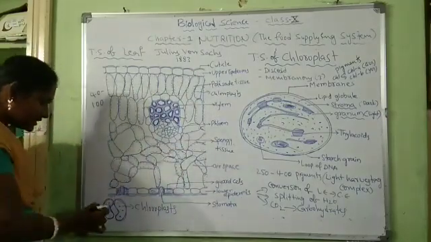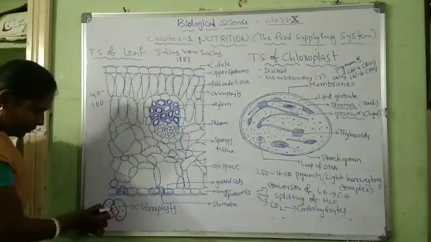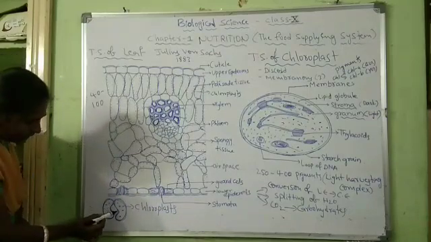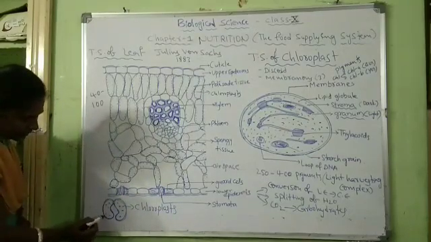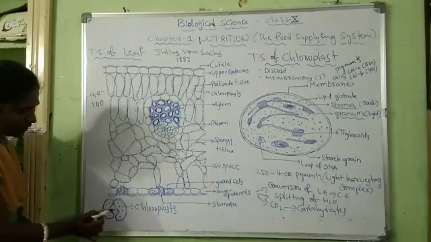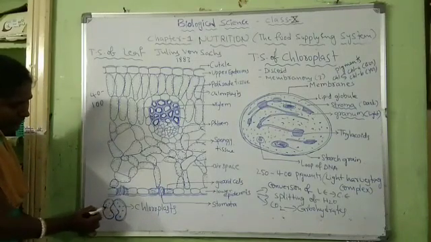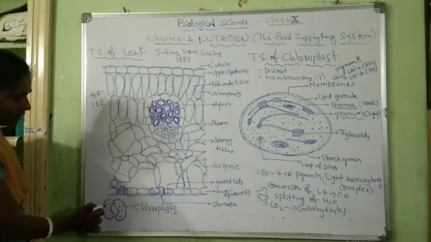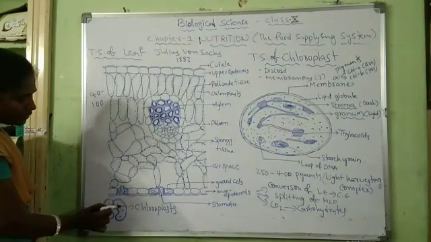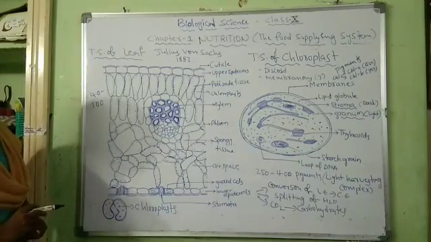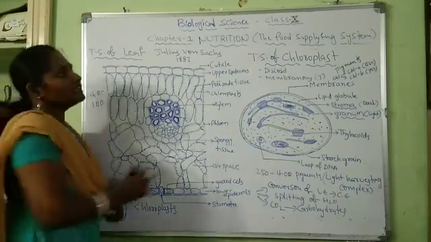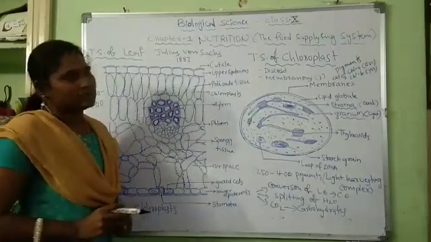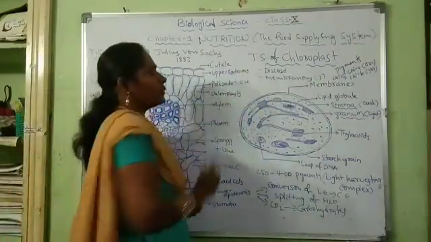Here this is the stomata. This stomatal aperture is surrounded by these two guard cells. These two guard cells are bean-shaped structures. There are many chloroplasts present in those two guard cells. Now we will see the TS of the chloroplast, the transverse section of the chloroplast.